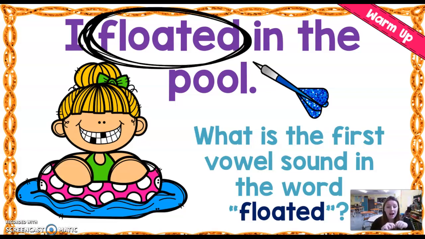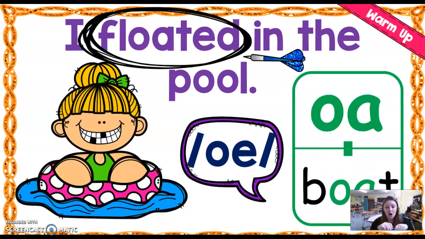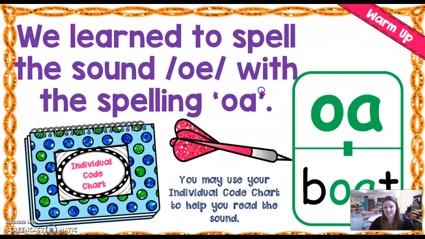Oh, eh. Oh, eh. What's my first vowel sound? Oh, good job. I couldn't say f because that touches, but oh and eh are the vowel sounds in floated. So, oh, everyone go, oh, oh, right? We can make the o sound using the oa spelling, like in the word boat, like in the word float, like in the word floated.